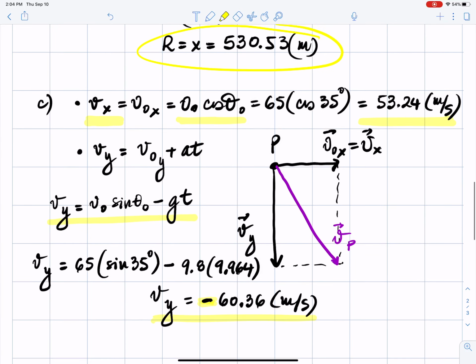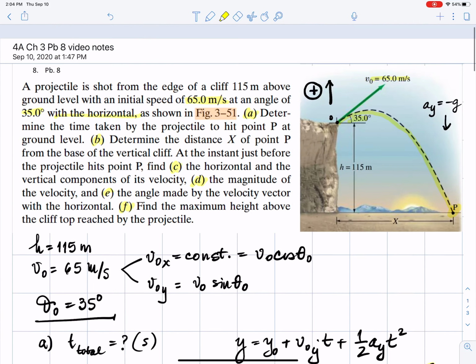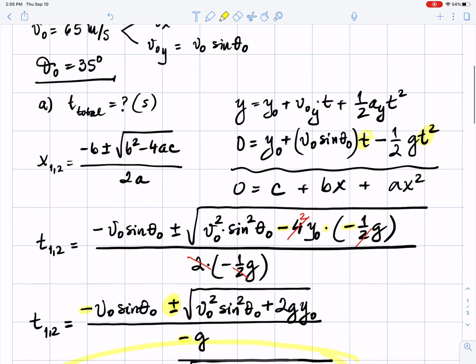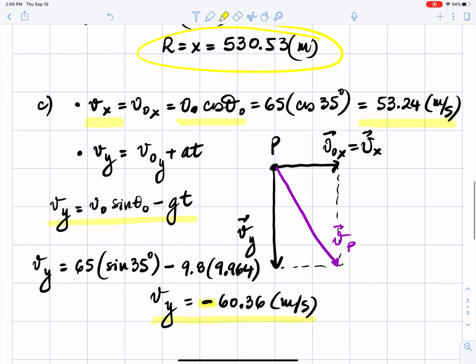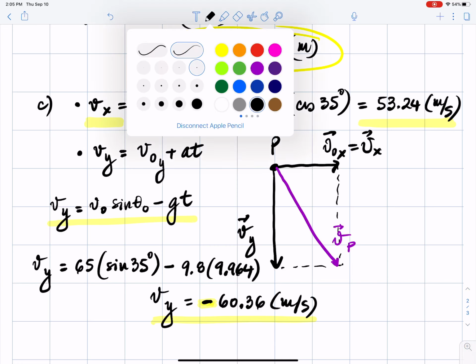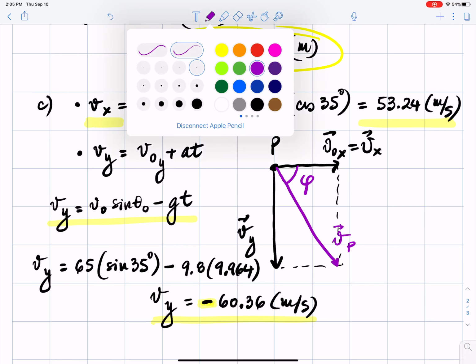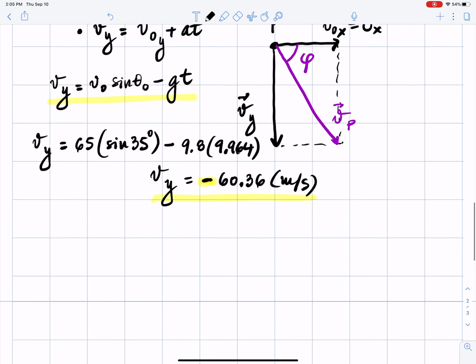Very good. Now let's look at part D. In part D, they ask you the magnitude of the velocity, meaning you're going to have to find the addition of the two vectors that you just found. Part E is the angle made by the velocity vector with the horizontal. Let's call this angle something different than theta. Let's call it phi. So in part D, they ask you to find the vector VP.